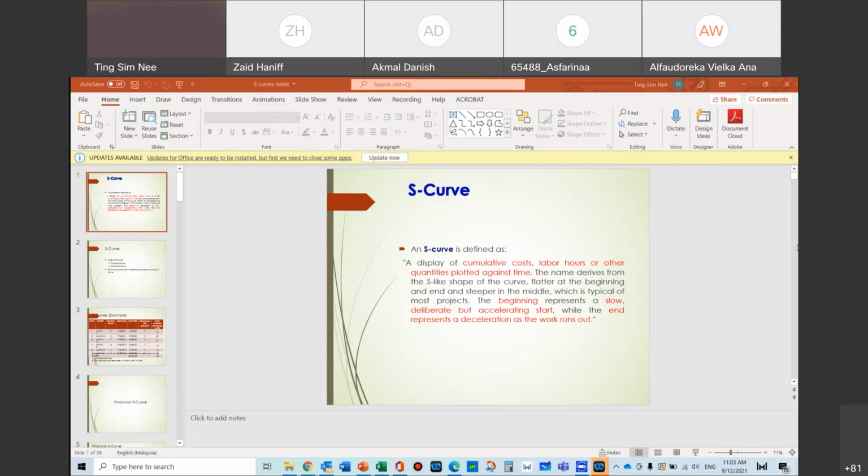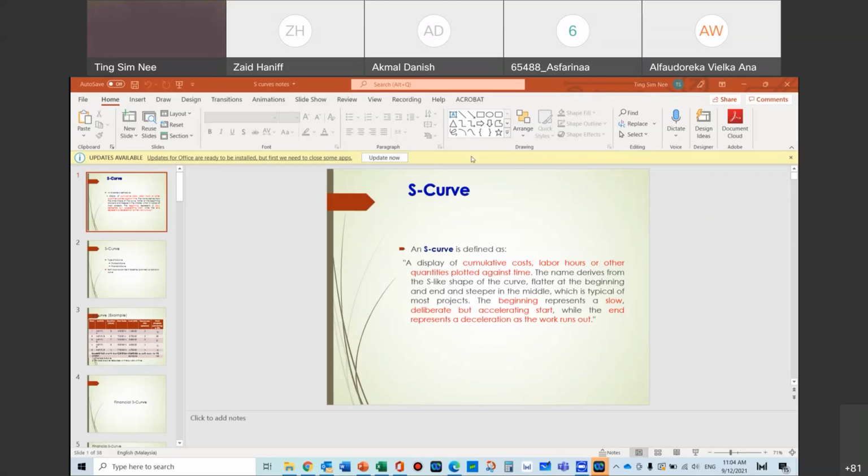So there are many ways of how we can manage our costs, okay? Meaning cost control, how much we can manage our costs. There are many techniques that we can use to manage our costs. And one of them is what we call the S curve, okay?